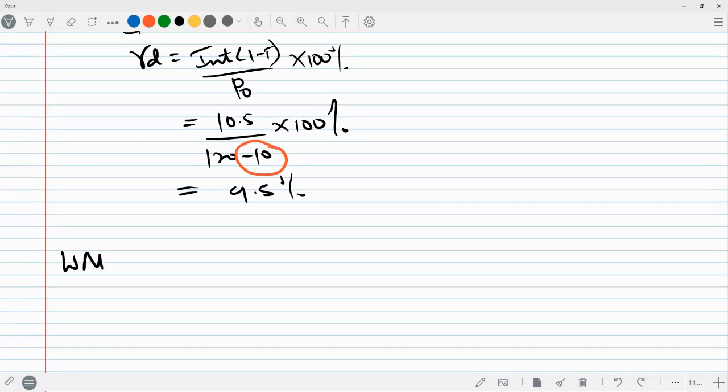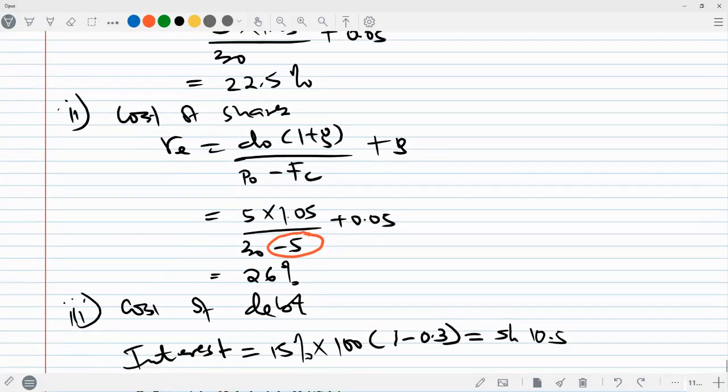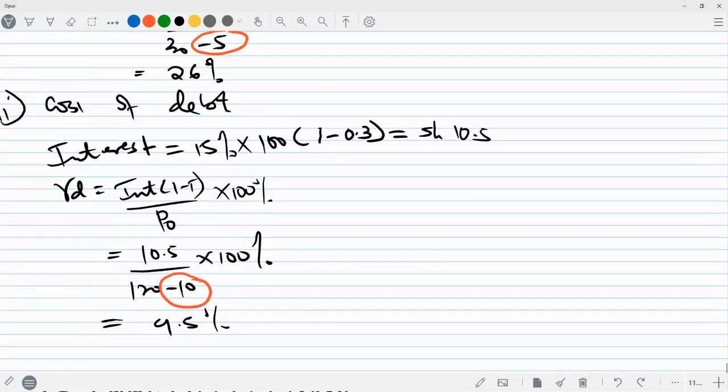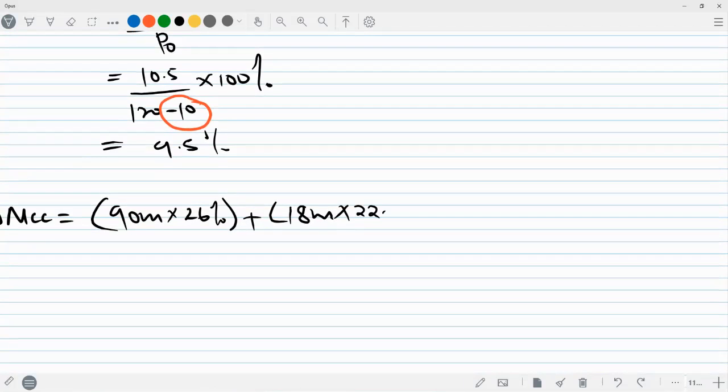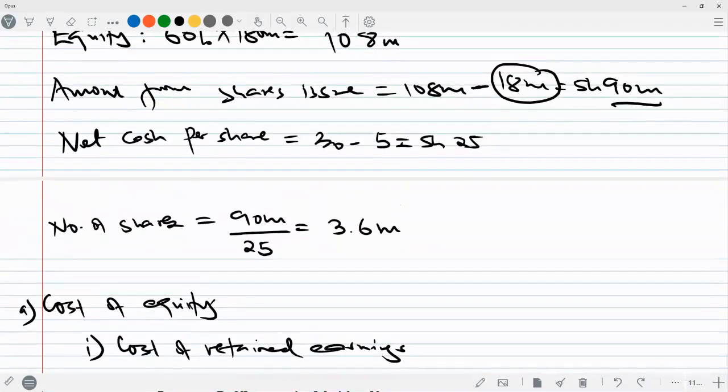Therefore, the weighted marginal cost of capital: out of the 180, look, the total money is 180. 190 million came from shares at a cost of 26. 18 million came from retained earnings at a cost of 22.5. The balance, which is how much? What is the balance, by the way? You need to know the balance.